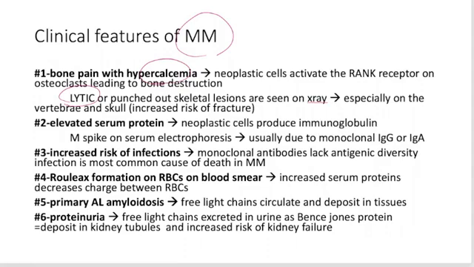We will have elevated serum protein. That is that M spike on the electrophoresis. It's IgG or IgA. We will have an increased risk of infections because we do not have that antigenic diversity, since they're immature, naive B cells. We have rouleaux formation of RBCs on the blood smear. You could have amyloidosis, which is these free light chains circulating and depositing in tissues.